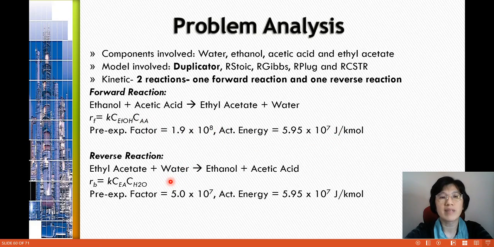Similarly for the reverse reaction, we have the hydrolysis of ethyl acetate. In this case, ethanol and acetic acid will be the products. Again, the rate equation is stated in terms of first order in the ethyl acetate and first order in the water, with the pre-exponential factor and also activation energy.